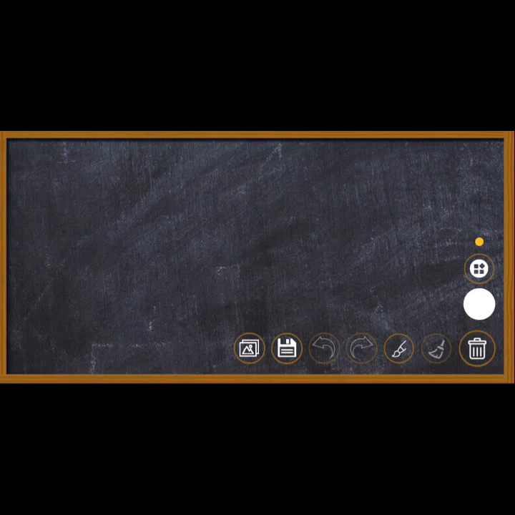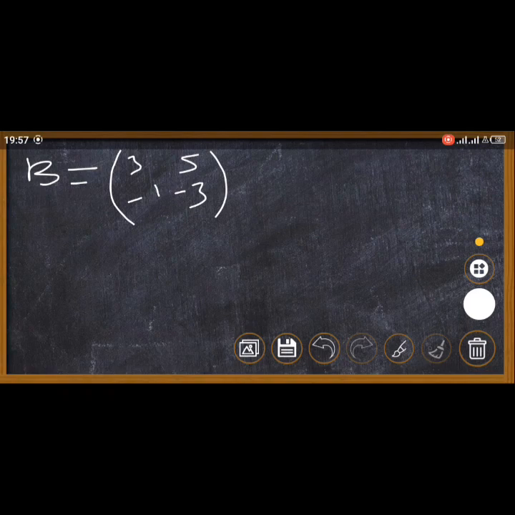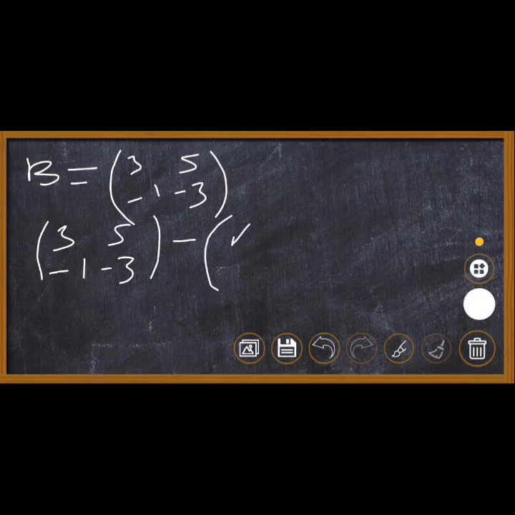So let's say you have b, the vector, let's say we have 3, -1, and then we also have 5 and -3 here. What do you think we need to do for us to find the eigenvectors? So remember, the first rule is first to find the eigenvalues. So the eigenvalues, by now you understand that this is 3, -1, 5, -3, minus pi, 0, 0, pi, equal to 0.